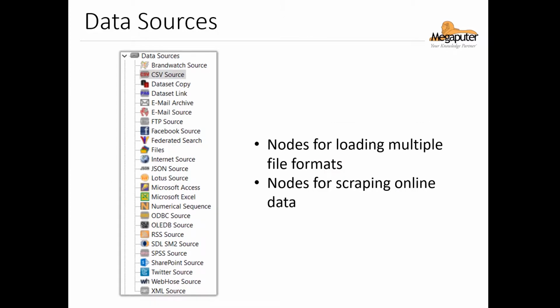In the PolyAnalyst Analytical Client, we have a data sources grouping in our node panel that's dedicated to importing data. This group contains nodes for loading all kinds of file formats, including some nodes for scraping data from online sources. For the purposes of this training module, we're going to focus on the three most commonly used nodes in text analysis projects. If you have questions about any of the other data source nodes, you can consult our user manual or contact our support team.